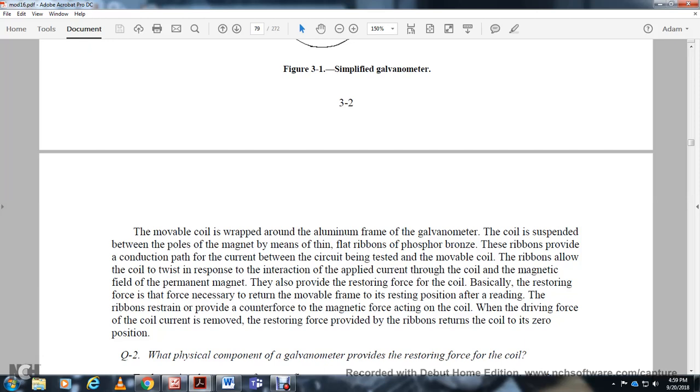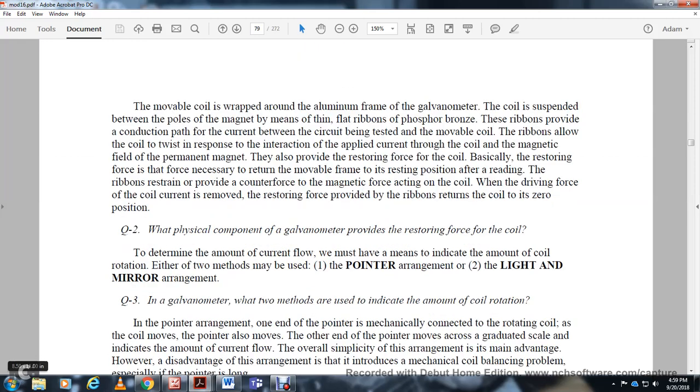They also provide the restoring force of the coil, basically the force necessary to return the moving coil from the deflected position. The ribbons restrain the coil and provide the counterforce. The magnetic force acting on the coil is the driving force, the coil current. The restoring force provided by the ribbons returns the coil to the zero position.